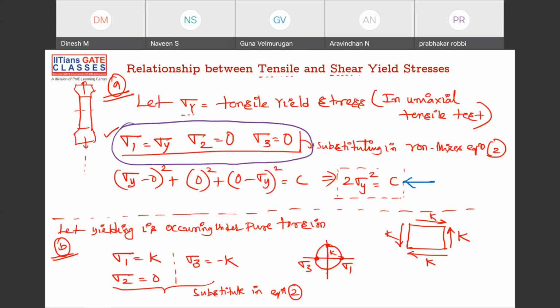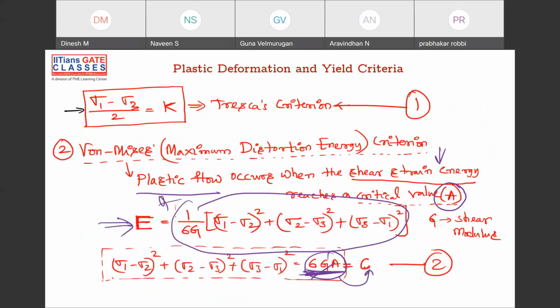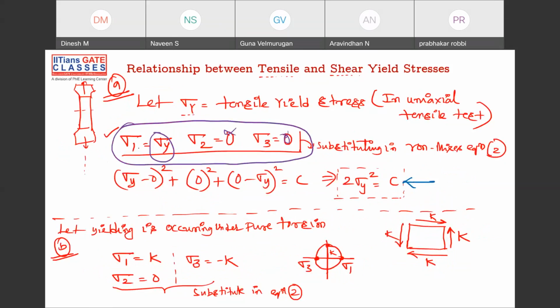Sigma 1 is equal to sigma y, the yielding stress, and sigma 2 is equal to 0, sigma 3 is equal to 0. So substitute this in the von Mises criterion. Sigma 1 minus sigma 2, sigma 2 minus sigma 3, sigma 3 minus sigma 1. So this is 0, and this is sigma y minus 0. That is what I have substituted.